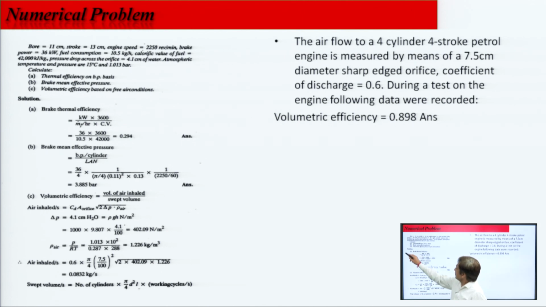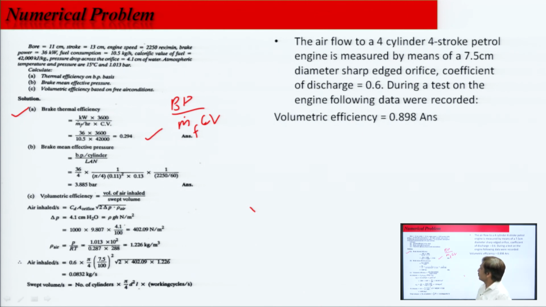So, we know from the formula that brake thermal efficiency is brake power upon mass flow rate of fuel into its calorific value. With the help of it, with all the parameters given, it comes out 29.4%. Now, the brake mean effective pressure: it is brake power per cylinder, because it is a 4 cylinder engine. So, we will take brake power per cylinder upon swept volume LAN. So, 36 by 4, pi by 4 d square L and 2250 is RPM per unit time. So, it comes out 3.885 bar.